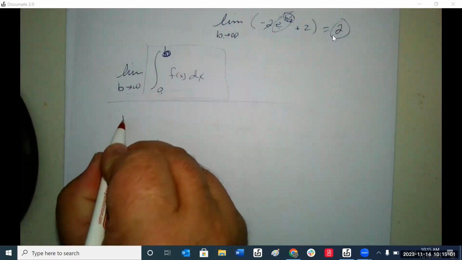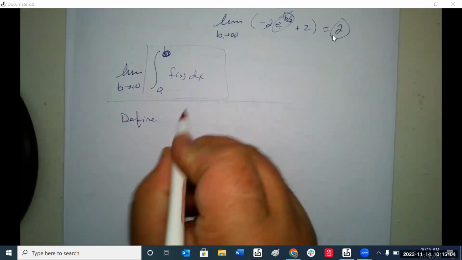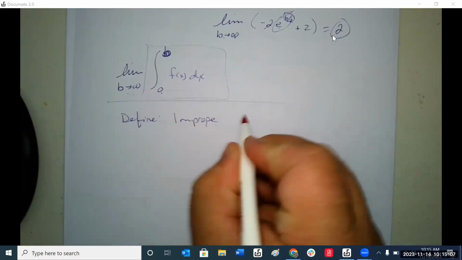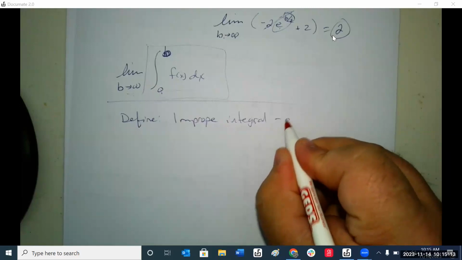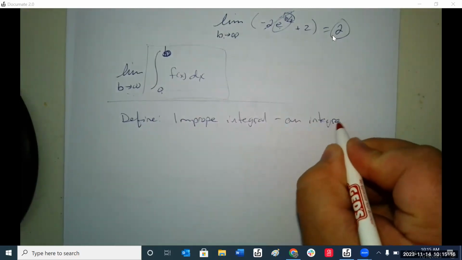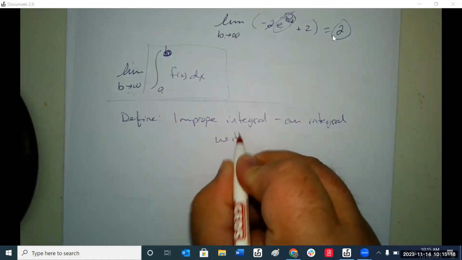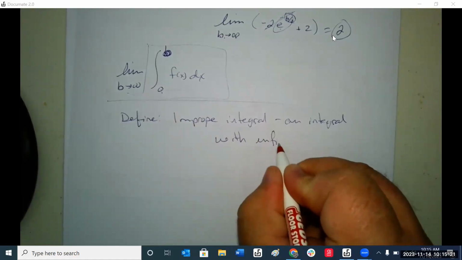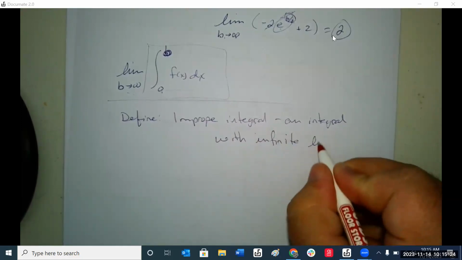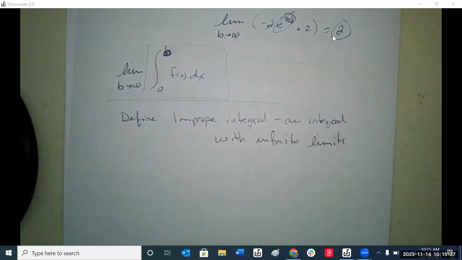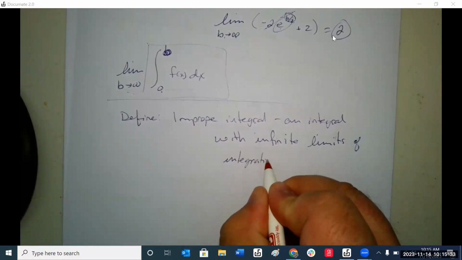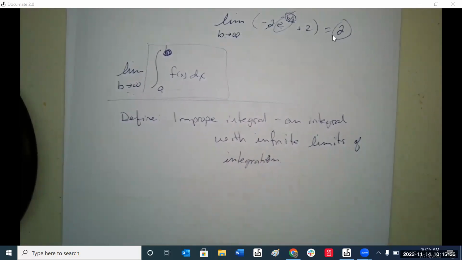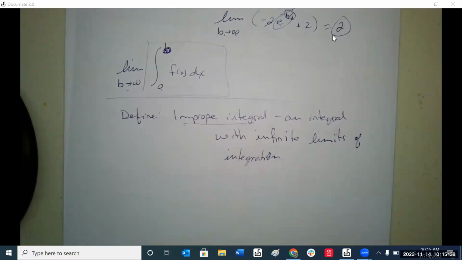So let's define this. An improper integral is an integral with infinite limits of integration. Okay. So when we talk about improper integrals, that's what we're looking at.